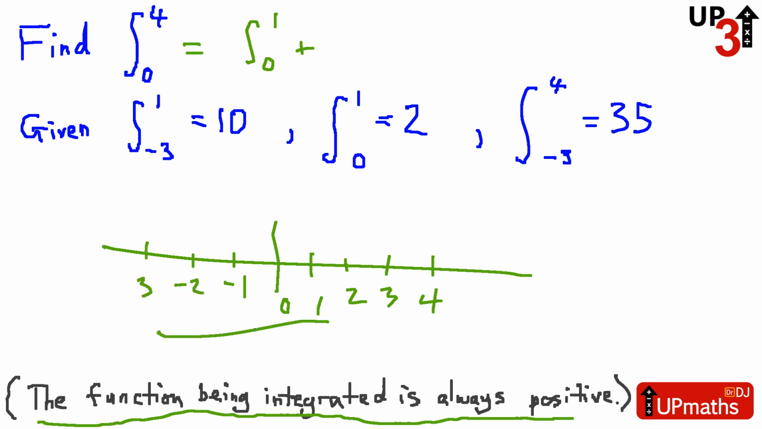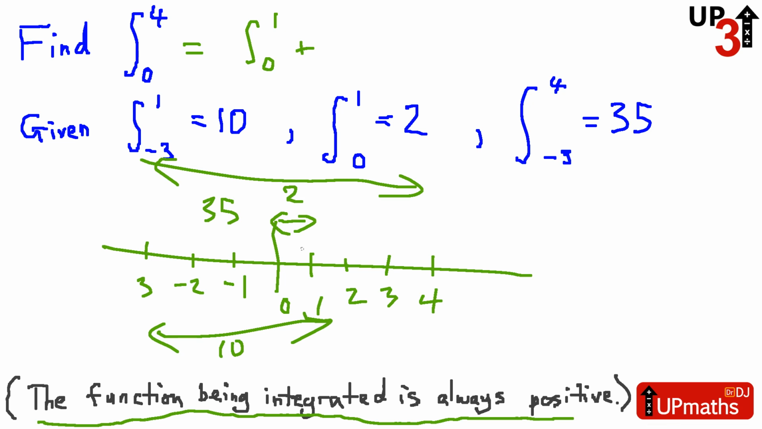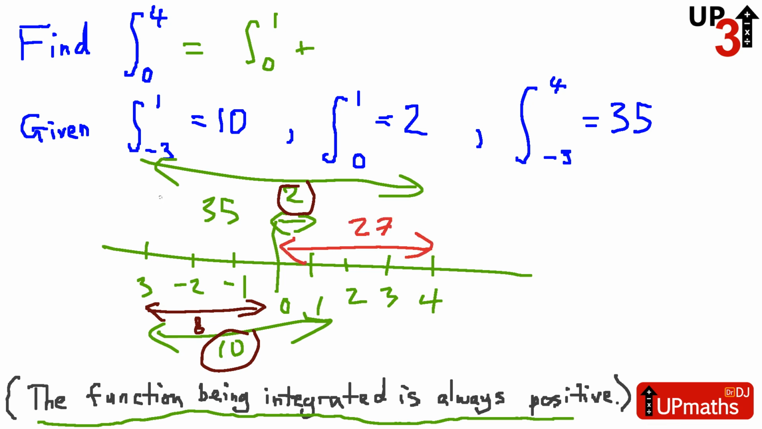So I know that if I integrate from here to here, I get 10. I know that if I integrate from here to here, I get 2. And I know that if I integrate from here to here, I get 35. That means I can deduce that from here to here must be 8, because it's 10 minus 2. And then that means I can deduce that from here to here must be 27, because of the 35 and the 8. So the answer is, let's just write 27. Let's look at the next question.